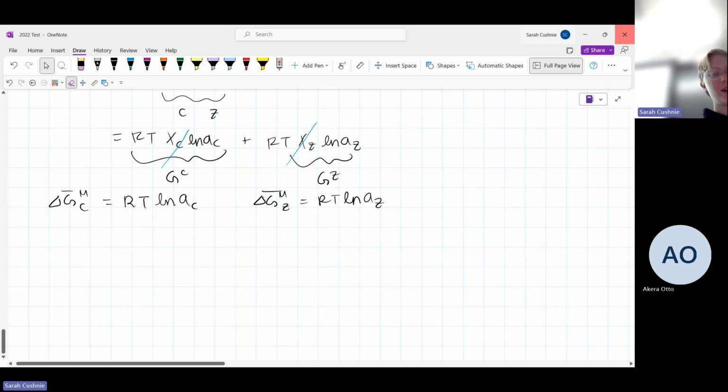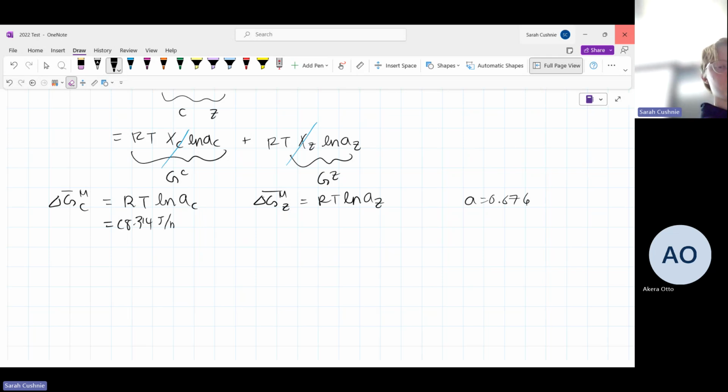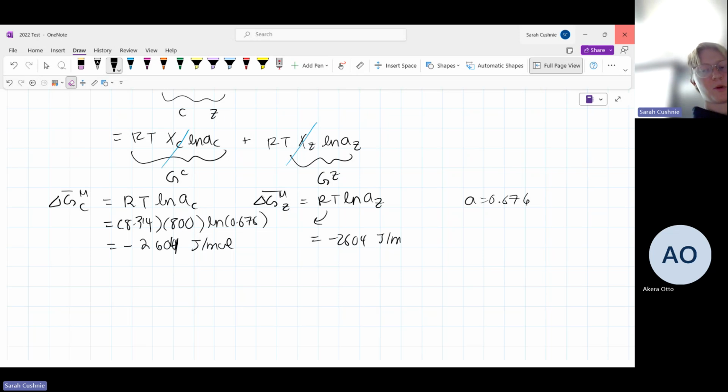So we have all of these values. T was given to us as 800 Kelvin. Remember, we calculated the activities a while ago, where a is equal to 0.676. If you sub in these values, it would be 8.314 times 800 times ln 0.676. It's going to be the exact same equation for both, and you're going to end up with negative 2,604 joules per mole.